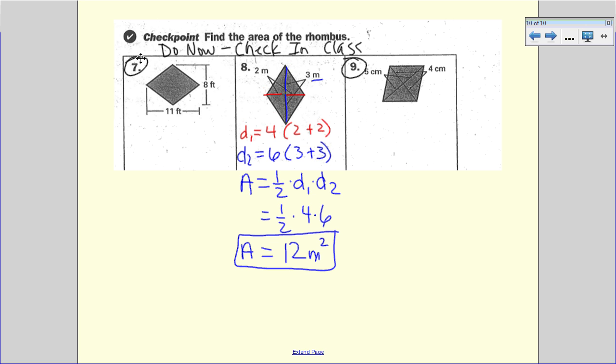All right, you guys should be able to do 7 and 9 on your own. That's it for parallelograms and rhombuses. Notice the algebra that we do, the math that we do, the simplifying looks very similar each time. What we're going to have to work on is keeping these formulas straight.